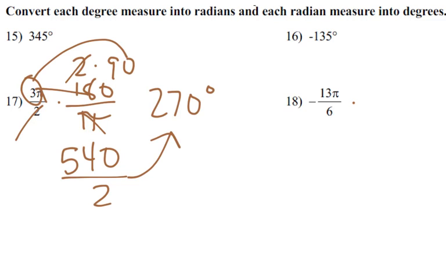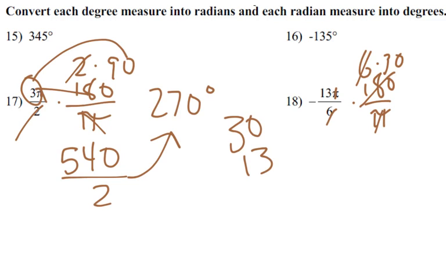Okay, so 18, you do it the same way, 180 over pi. So the pi's cancel. 180 is like 6 times 30. Those cancel. 13 times 30 is 390.